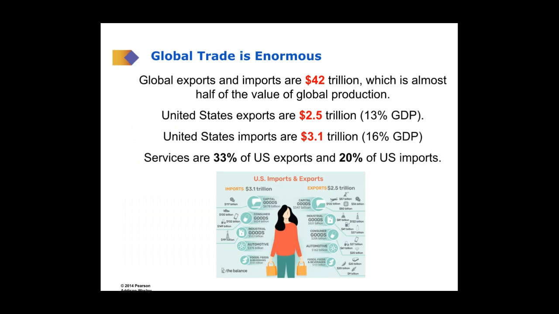International and global trade is extremely large. Roughly half of the production in the world is involved in international trade, some $42 trillion. In the United States, about 13% of the GDP is involved in exports, and 16% of GDP is involved in imports. And it's interesting to note that 1/3 of the US exports involves services.